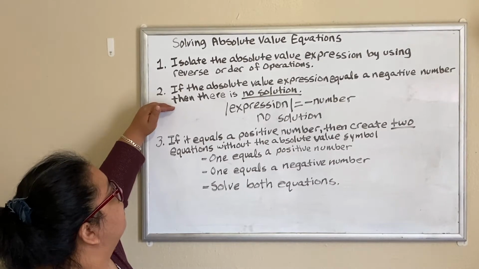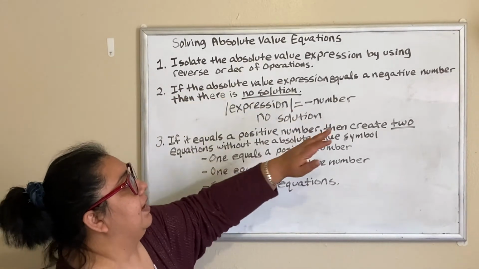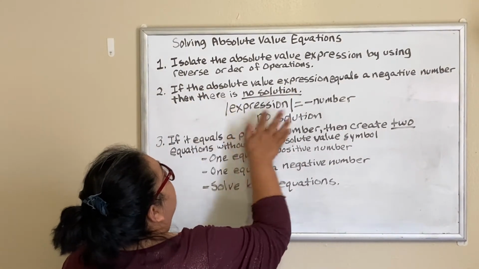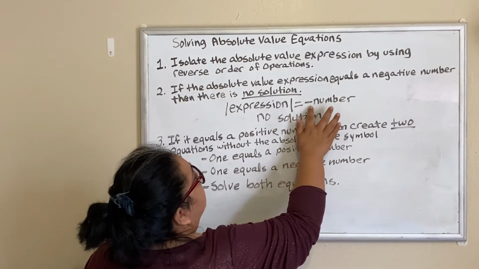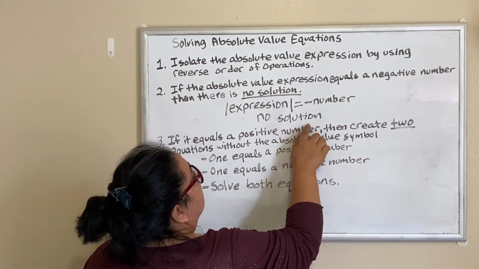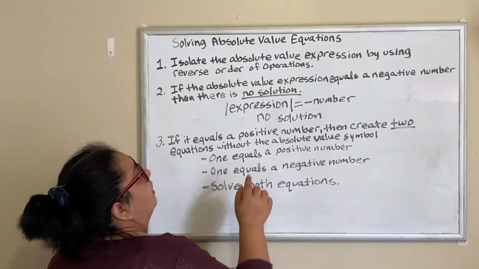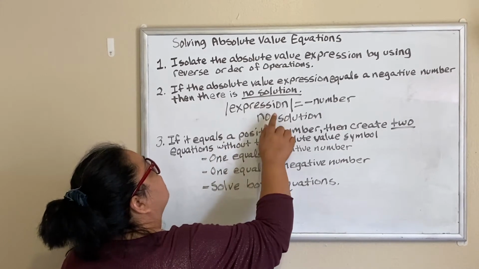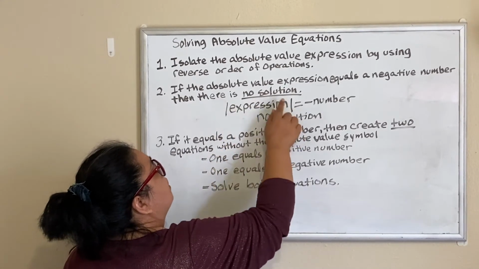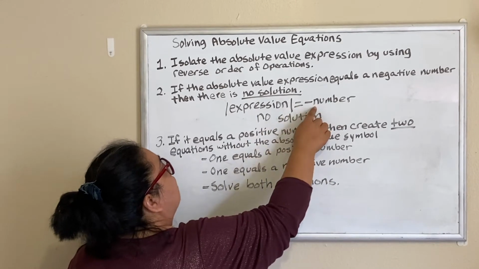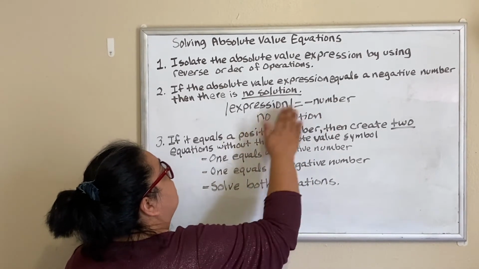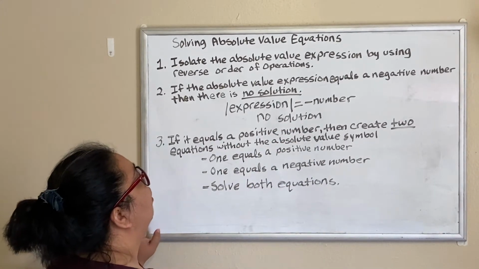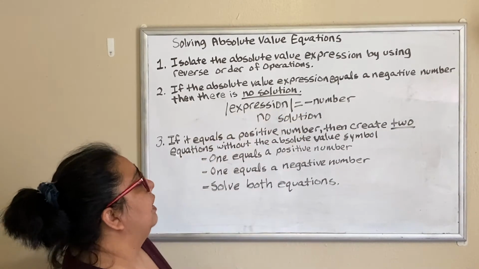The first scenario is if the absolute value expression equals a negative. So here's a little example where I have absolute value with an expression inside and it equals a negative number, then that's going to be no solution. And the reason for that is an absolute value expression, remember, is a distance from zero. A distance is always going to be positive. So an absolute value is always positive. So if it equals a negative, well, that doesn't make sense. A positive cannot equal a negative. So that's why we get no solution when an absolute value expression equals a negative number.